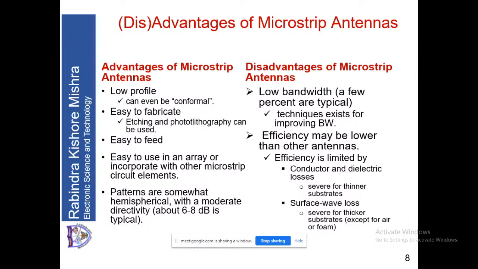So in this time, if you have any doubts about microstrip antenna or what we discussed, please ask me questions. I will answer those questions. Or try to revise what we discussed. Try to remember or revise that.